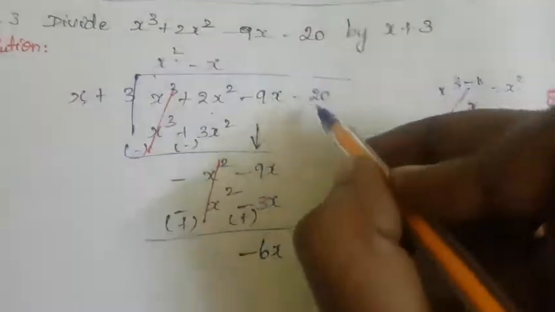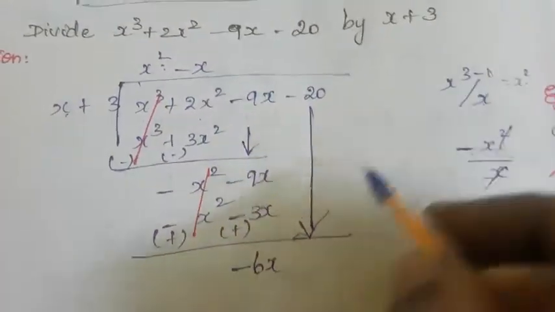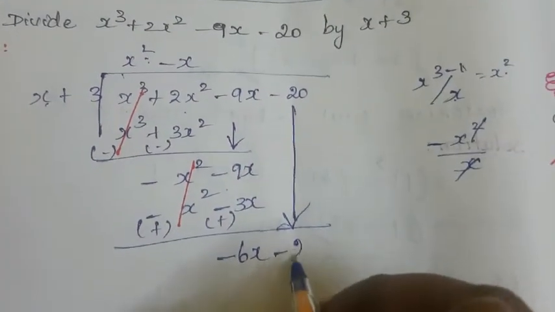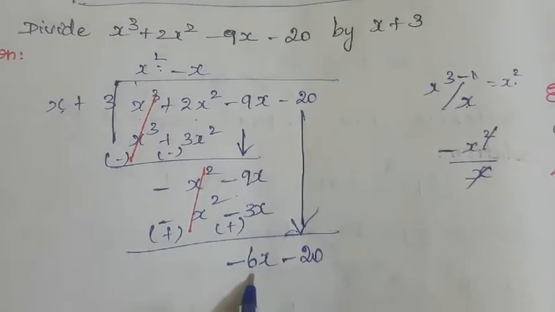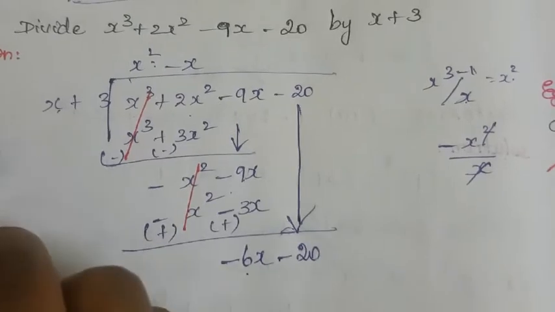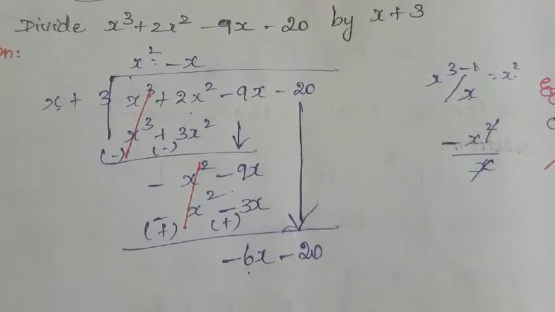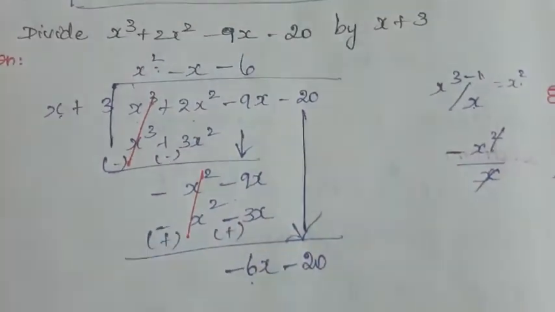So now we are going to take the next term, that will be minus 20. Now here minus 6x, here plus x. So x and x will be cancelled. So what will be the quotient? Minus 6. Minus 6 will be the quotient.